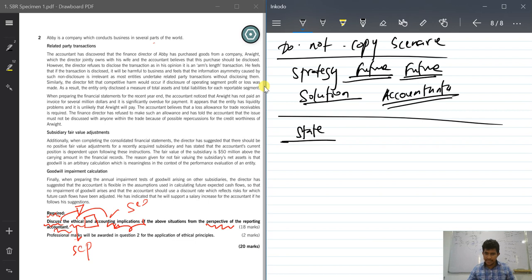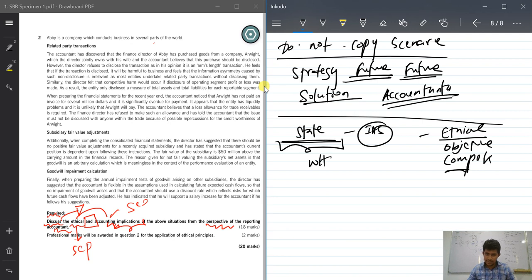Initially, you should state the accounting standard, or state the ethical issue, the ethical principle like lack of objectivity, lack of professional competence, lack of due care. You can mention something like that, professional competence or due care. Okay, now students, first thing is state what is the issue. And then you need to apply, which means you should tell the implication, the impact of what will happen as a result of this.